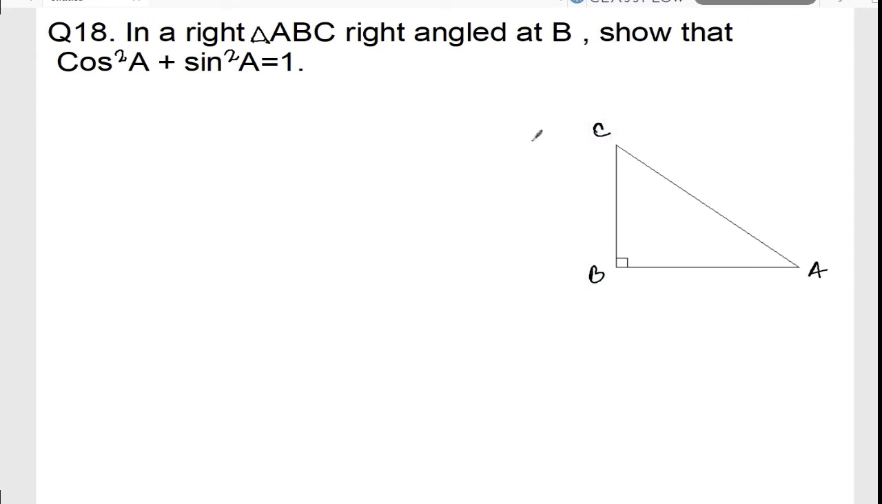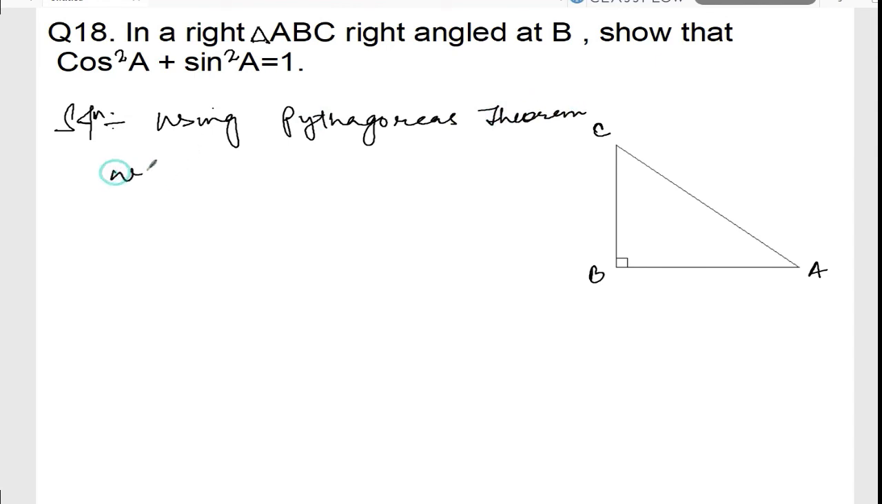In a right triangle ABC, right angle at B, show that cos square A plus sin square A is equal to 1. So, solution. Using the Pythagoras theorem, we have AB square, this side square, plus BC square, this side square, is equal to AC square, this one square. So AB square plus BC square is equal to AC square, right?